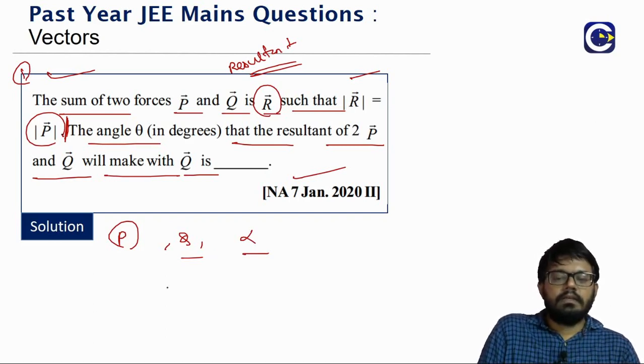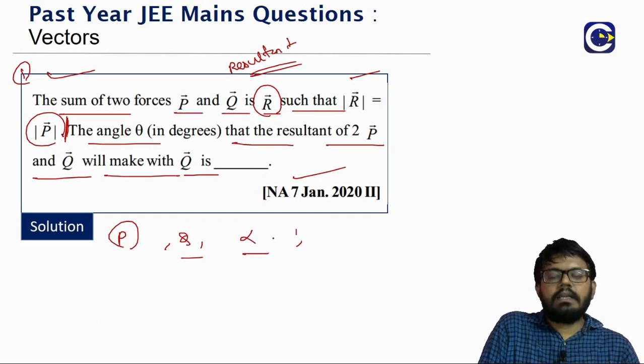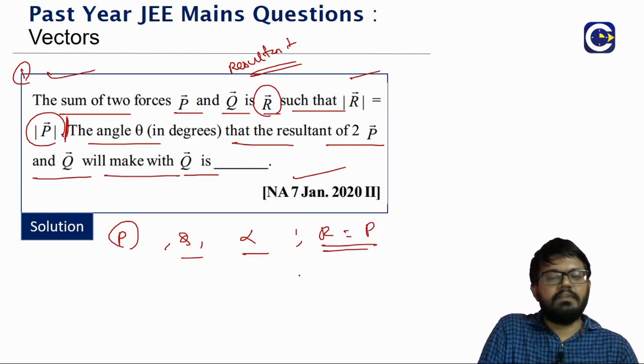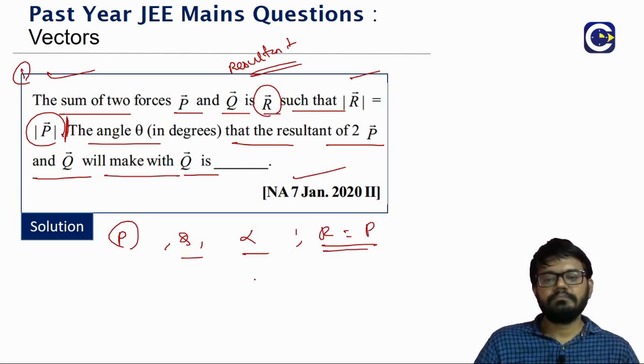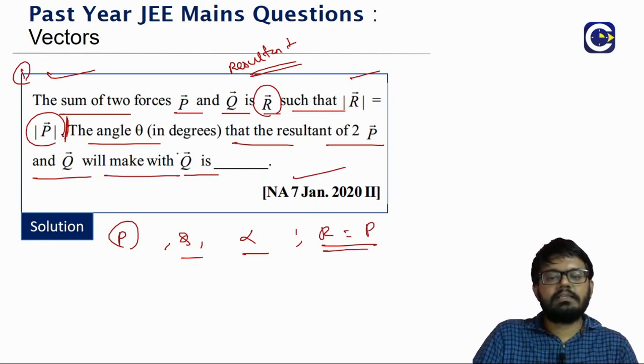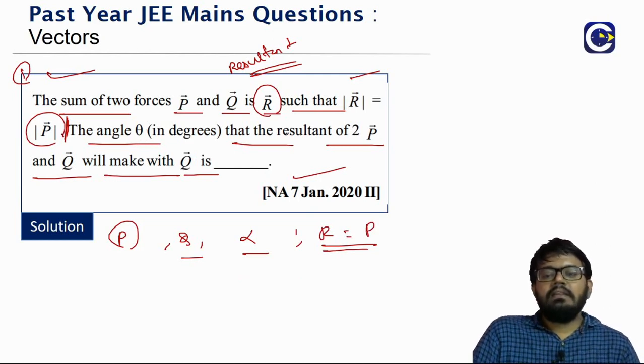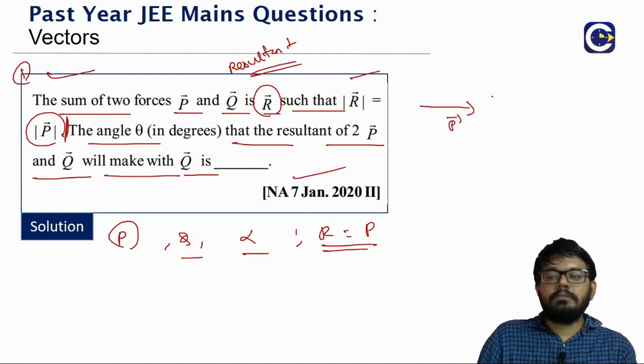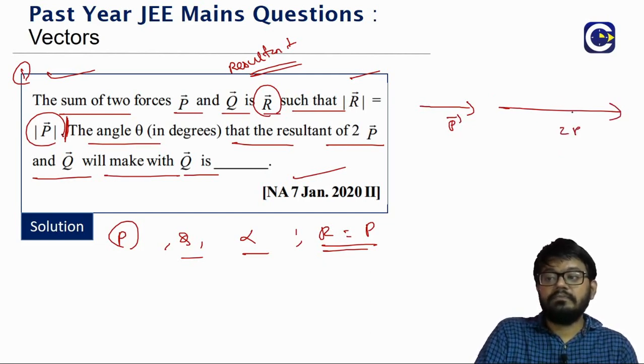Then the resultant of both the vectors, R, has the same magnitude as P. That is the given information in the first statement. Second statement, what they are asking: the angle theta that the resultant of 2P... So 2P will be double the magnitude, but in the same direction.